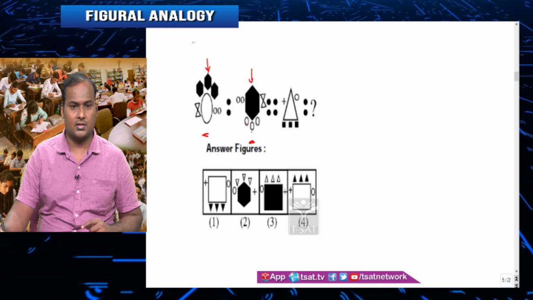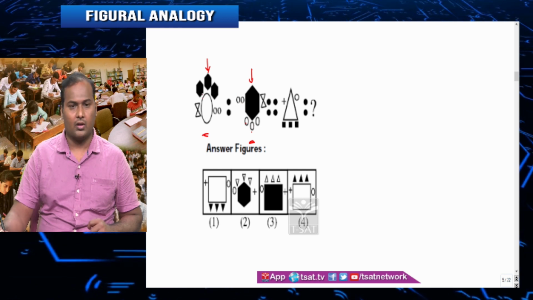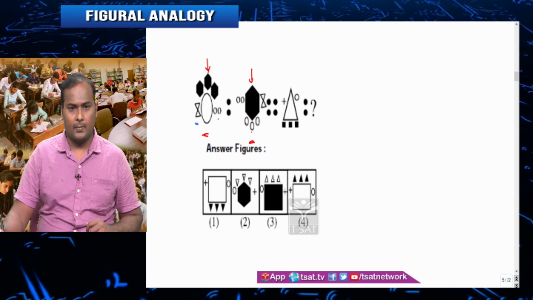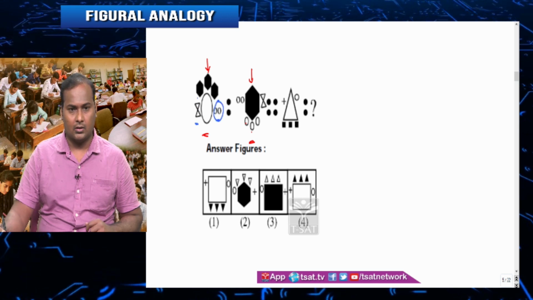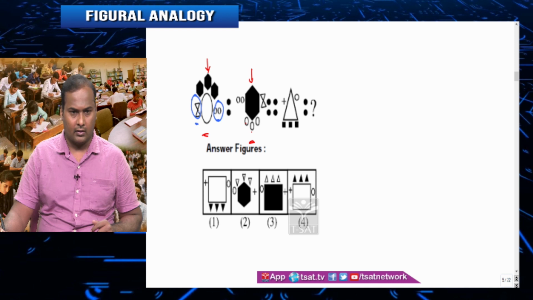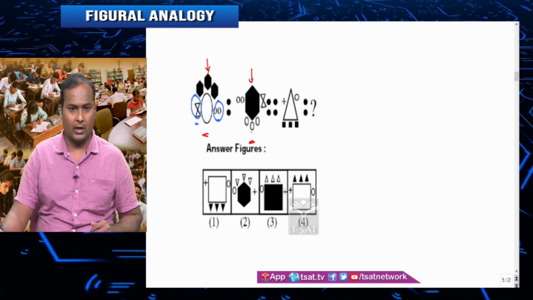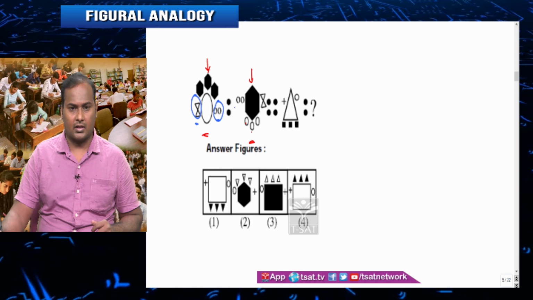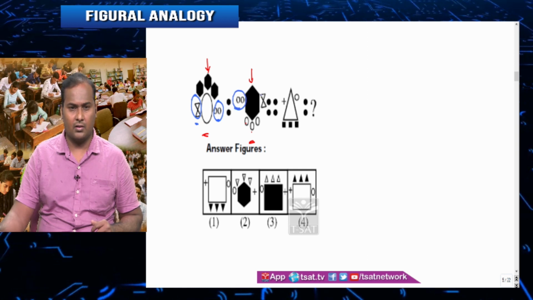That is one change. What is the change? Top and bottom. What is the next change? The next change is right side and left side. You can see here, on the left side you have a figure, and on the right side you have two circles. Is there any change? Yes, the circles have also changed their position.